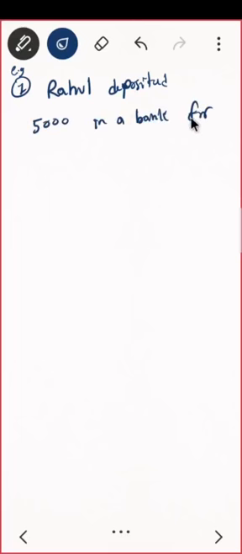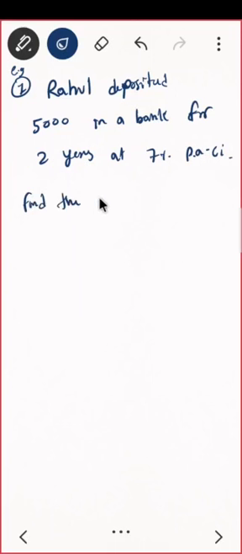See, Rahul deposited 5,000 rupees in a bank for 2 years at 7% per annum compounded, and compound interest. Find the future value, or you can say FV at the end of 2 years.